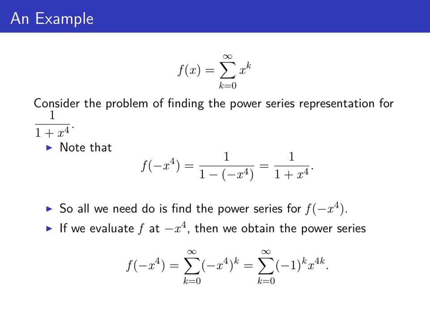Let's just evaluate our power series representation for f of x at the opposite of x to the fourth. And we see that f of the opposite of x to the fourth is the sum, as k goes from 0 to infinity, of the opposite of x to the fourth to the k, just replacing x with the opposite of x to the fourth. And so we see that f of the opposite of x to the fourth is the sum as k goes from 0 to infinity of -1 to the k, x to the 4k.